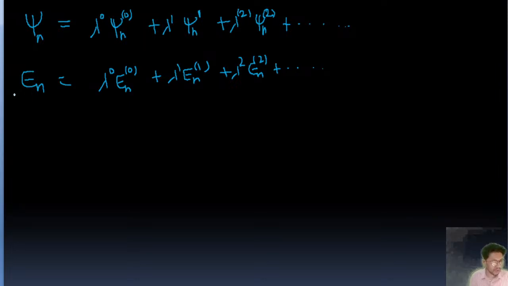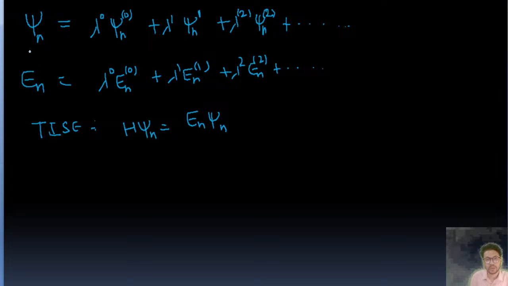Now we know the time independent Schrodinger equation, that is H psi n equal to En psi n. So this is the value of psi n: lambda 0 psi n 0 plus lambda 1 psi n 1, lambda 2 psi n 2, and energy is lambda 0 En 0 plus lambda 1 En 1, lambda 2 En 2.